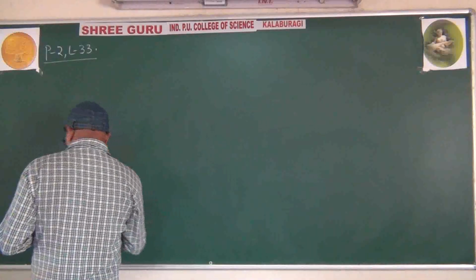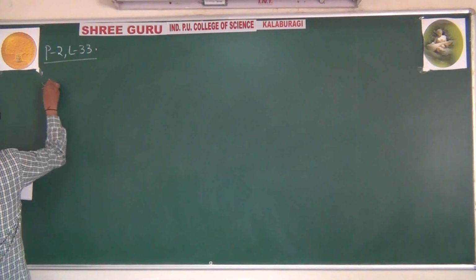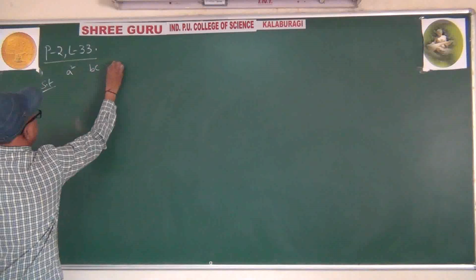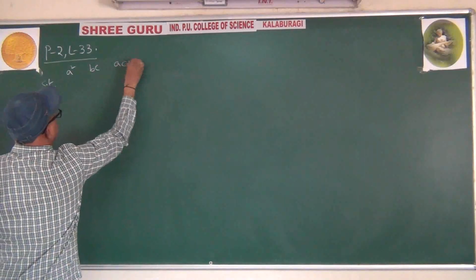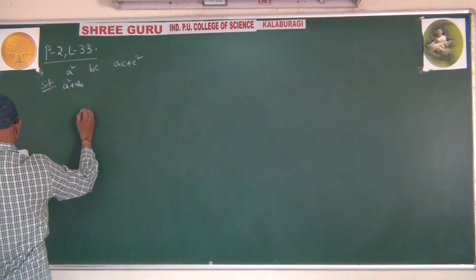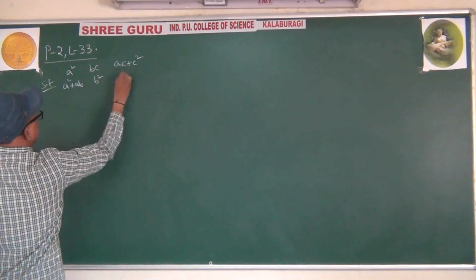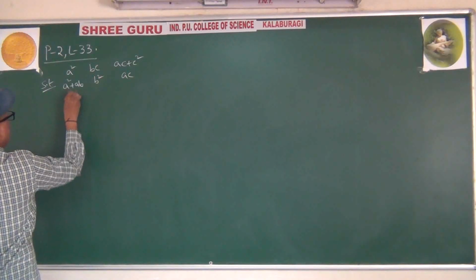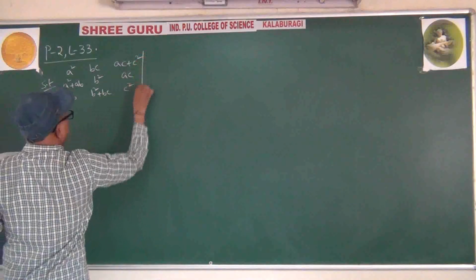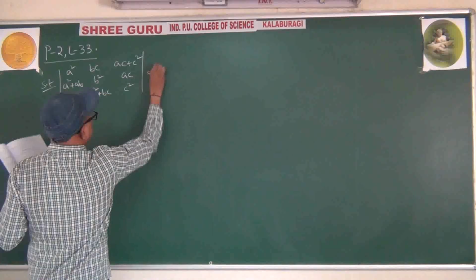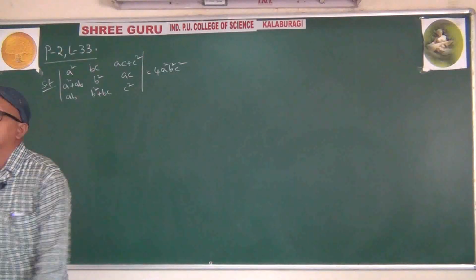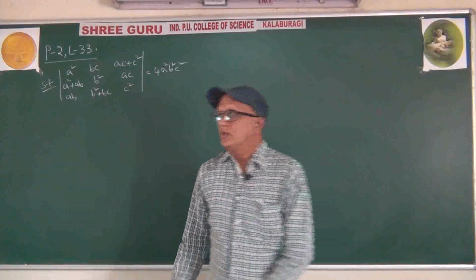That's it. Okay. Prove that both are same. The determinant with rows a square, bc, ac plus c square; a square plus ab, b square, ac; ab, b square plus bc, c square equals 4a square b square c square. This is the first question for this class. Last question for this class.